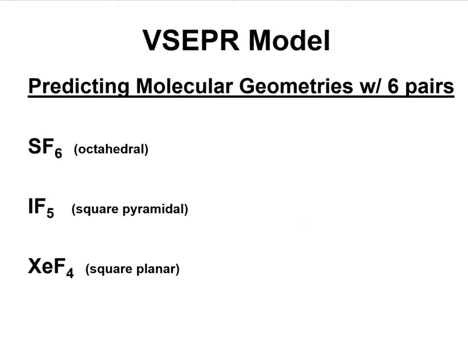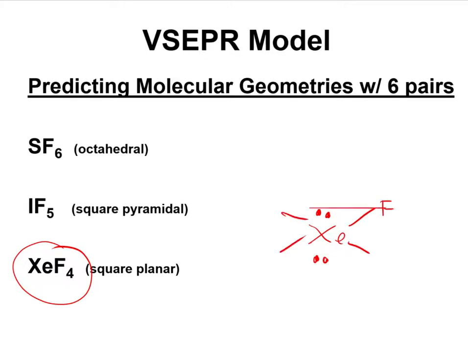So I already did SF4 and IF5, and now we're going to do XeF4, and that would be the square planar shape. I want to draw it so you can see it. There's a lone pair on top, a lone pair on the bottom, and then 4 fluorines. So we have 6 regions of electron density.